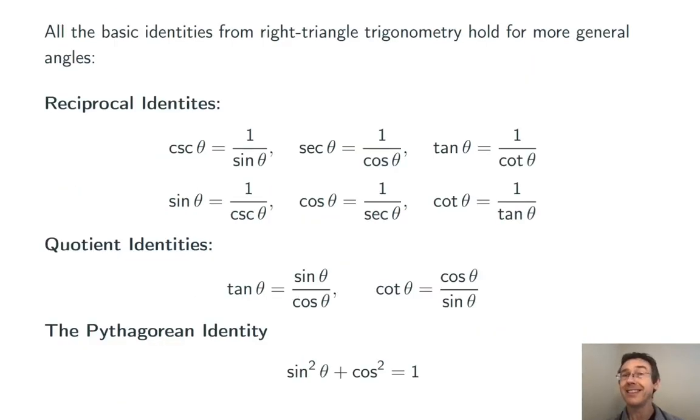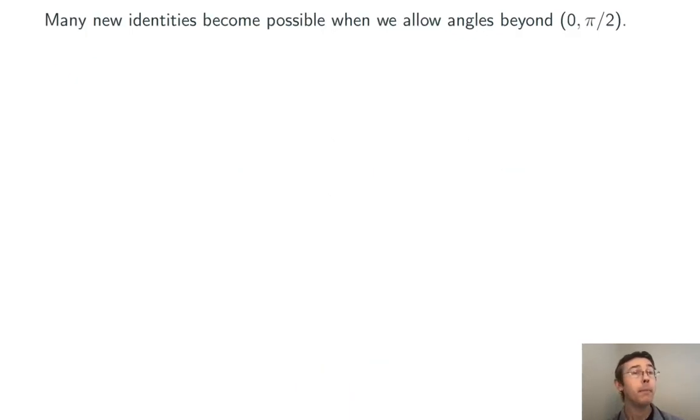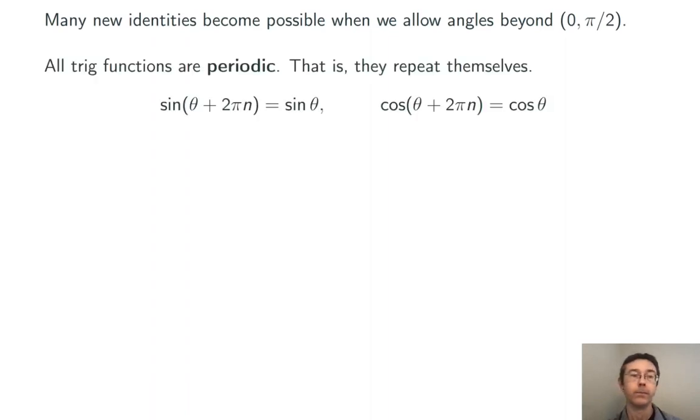All the basic trig identities that you learned when you're studying right triangle trigonometry carry over here. The reciprocal identities, I already alluded to those earlier in this video. The quotient identities, tangent theta is sine theta over cosine theta, and cotangent theta is cosine theta over sine theta. And the Pythagorean identities, in particular sine squared theta plus cosine squared theta equals 1. But many additional identities become possible when we allow angles that aren't just between 0 and pi over 2 radians.